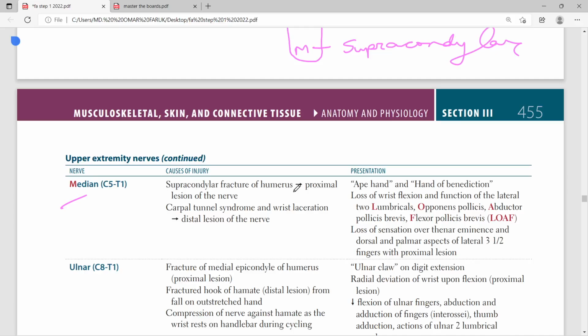In the median nerve injury, there is ape hand and hand of benediction, loss of wrist flexion, and loss of function of the lateral two lumbricals. The muscles supplied by the median nerve are the opponens pollicis, abductor pollicis brevis, flexor pollicis brevis, and the first two lumbricals. Injury causes loss of function of these muscles and loss of sensation over the thenar eminence and the dorsal and palmar aspect of the lateral 3.5 fingers with a proximal lesion.